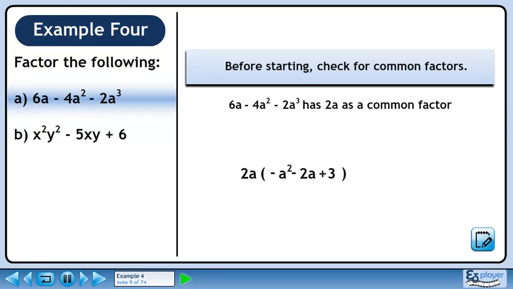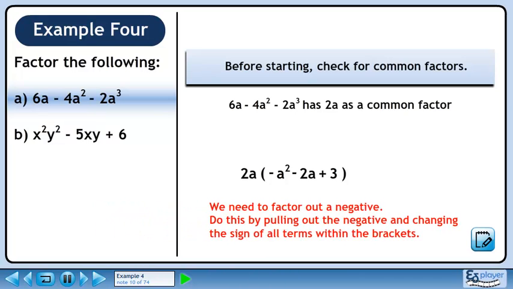Now reorder the terms so the term with a squared comes first. We need to factor out a negative. Do this by pulling out the negative and changing the sign of all terms within the brackets. This gives us minus 2a times a squared plus 2a minus 3.